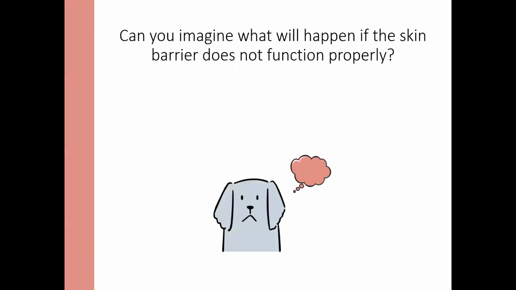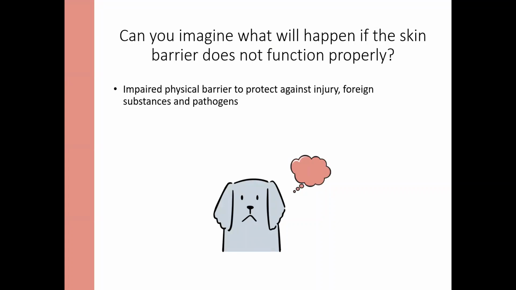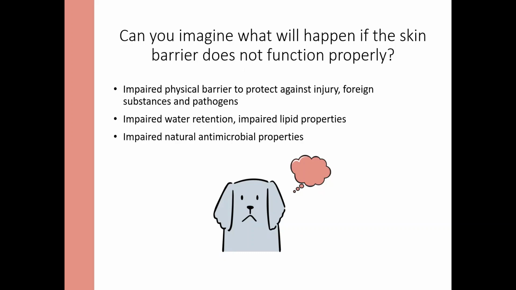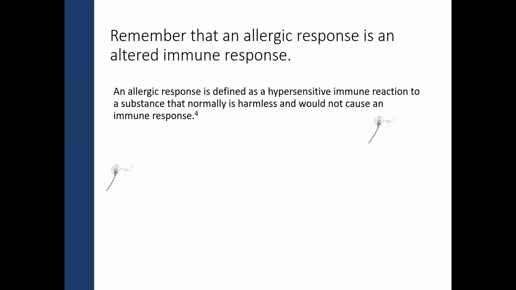Can you imagine what would happen if the skin barrier is not functioning properly? You would see an impaired physical barrier to protect against injury, foreign substances, and pathogens. You would see impaired water retention and impaired lipid properties. You would see impaired natural antimicrobial properties and altered immune responses. Remember that an allergic response is an altered immune response.